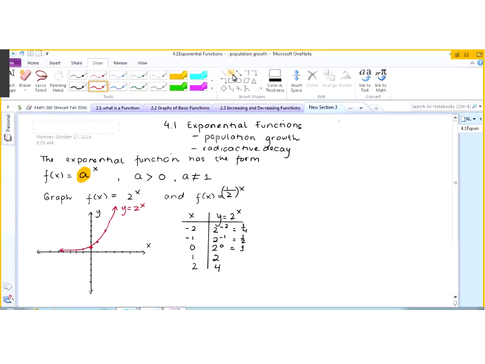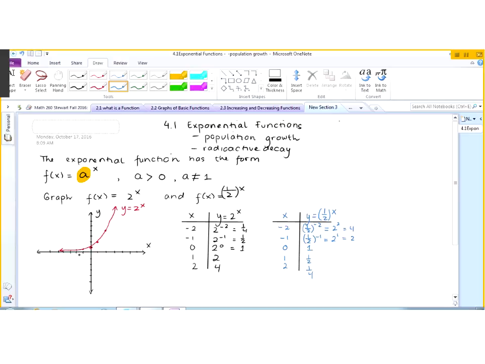Okay, so now the second one. All right, so this is x, y equals half to the x. So -2, -1, 0, 1, 2. What is half raised to the -2? 2 squared, which is 4. Half raised to the -1 is 2 to the first power, which is 2. Half to the 0? 1. Half to the first power is half. And half squared is 1/4.